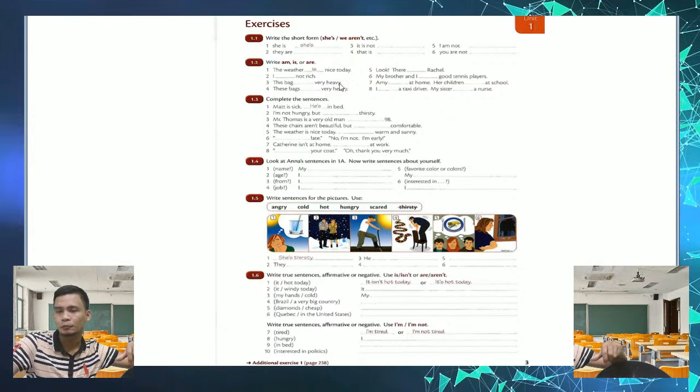Meanwhile, number four is quite different compared to number three because the bags here are in a plural form, so you need to use the word "are". So, these bags are very heavy. I hope you get the correct answer as well.